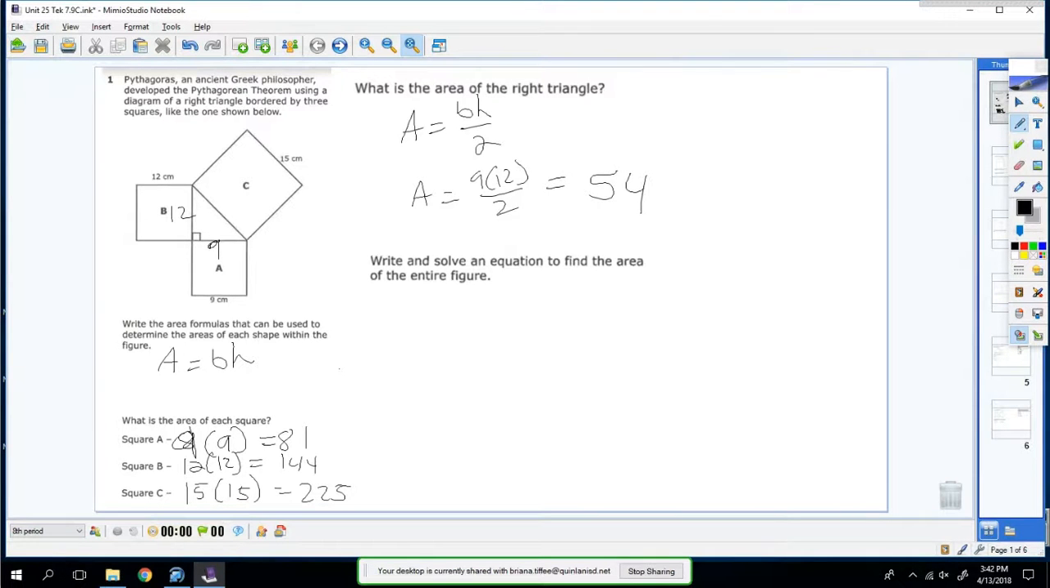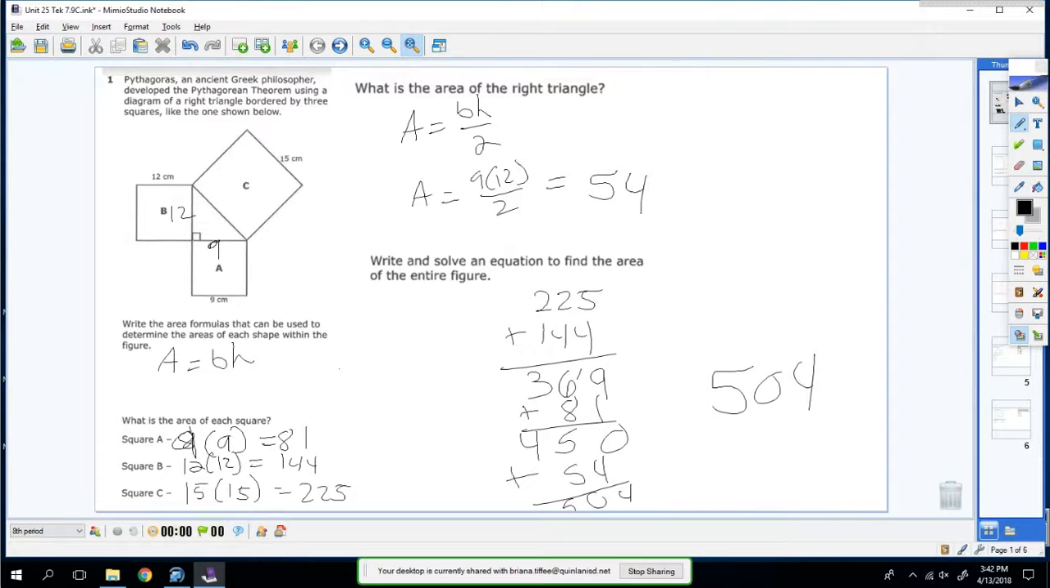So now all we have to do is find the area of the entire thing. All I have to do is add them up. So do 225 plus 144 plus 81 plus 54 will be 504. All I had to do is add up all the areas, everything we found. So it'll be 504.